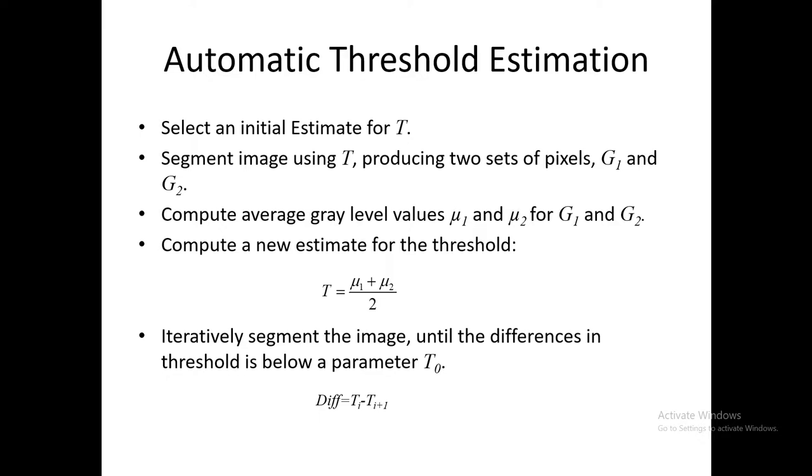Next we take the difference between the initial estimate and the new threshold, and we iteratively segment the image until this difference, ti minus ti plus 1, is below a certain parameter t0. We iteratively compute the new threshold and segment the image.